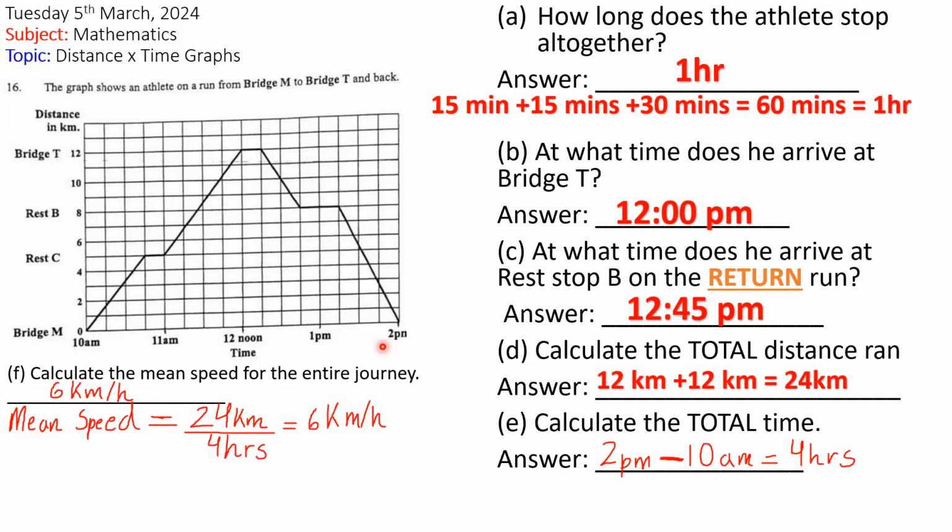And we need to find out what is the mean speed. And we know that mean means average. So we know that it's going to be distance over time. So it's going to be 24 kilometers over 4 hours. You know that 24 divided by 4 is 6 kilometers. So it's 6 kilometers every hour.